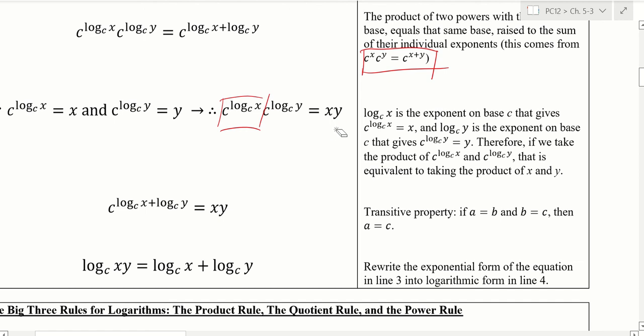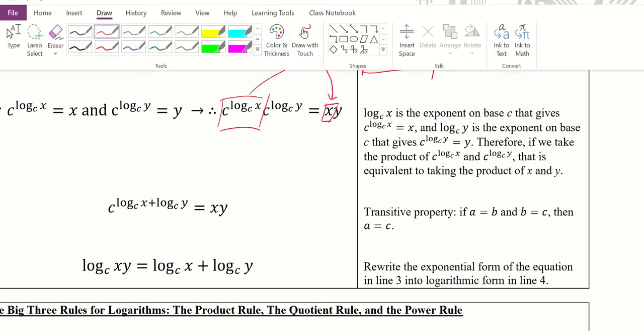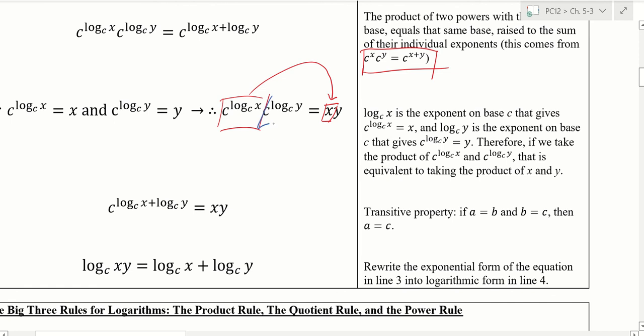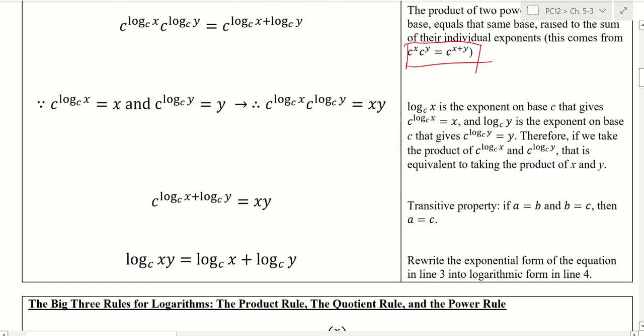Because here, and let's maybe do a little color coding of this, we can see that c to the power log base c of x is really just x, and we can see that c to the power log base c of y is really just y. So this product is really just x times y. So hopefully it's clear why that's true. But if we take the product of these two powers, we just get x times y.